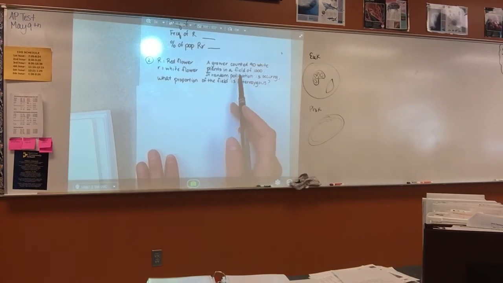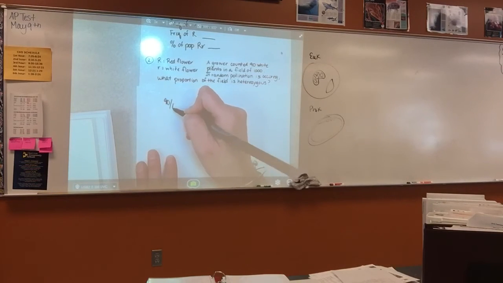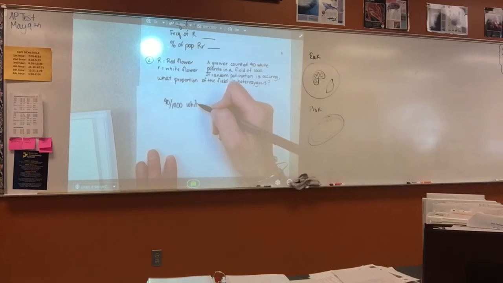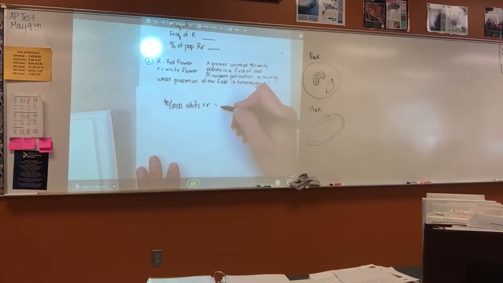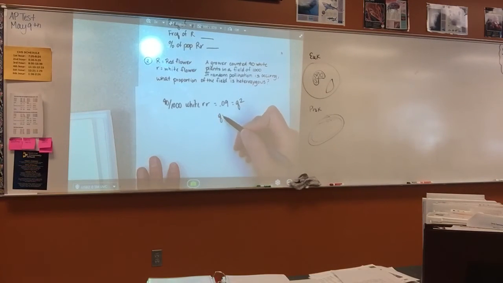So you're given that 90 out of 1,000 are white. This is the stat we're given. White is recessive, so these are little r, little r. Instead of keeping it as a fraction, let's do it as a decimal: 90 divided by 1,000 is 0.09. This number is the frequency of the recessive genotype, so it is q squared. Then we can figure out q by taking the square root, which is 0.3. Then we can figure out p. p plus q has to equal 1, so p has to be 0.7.